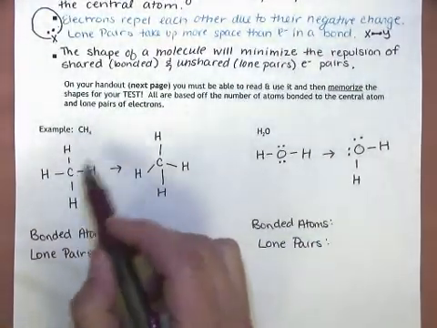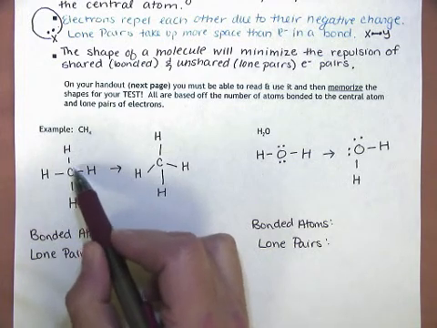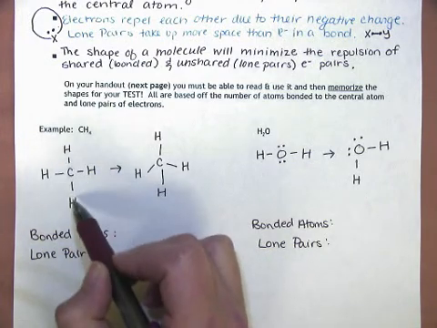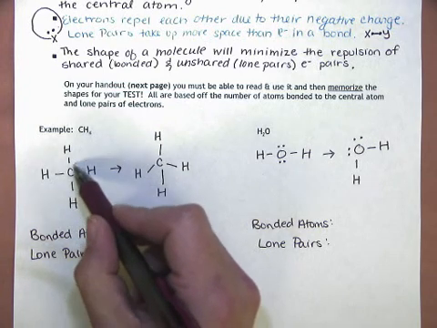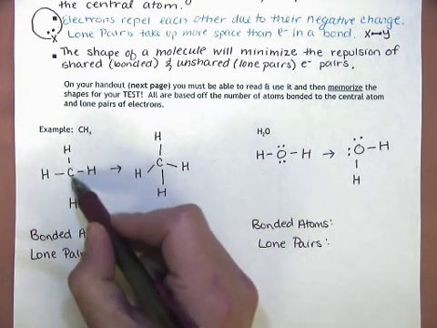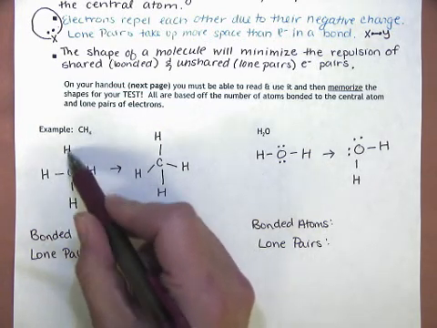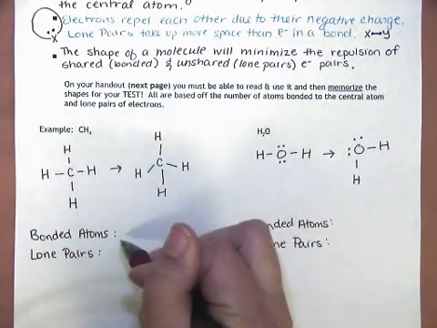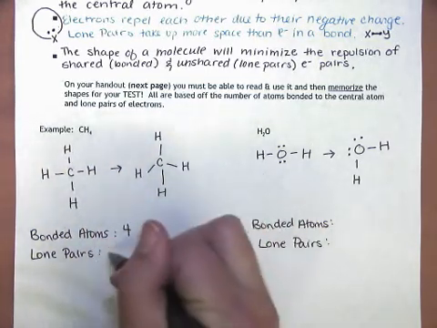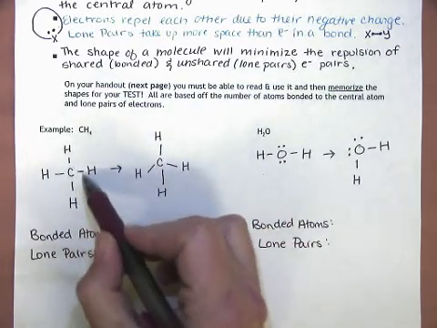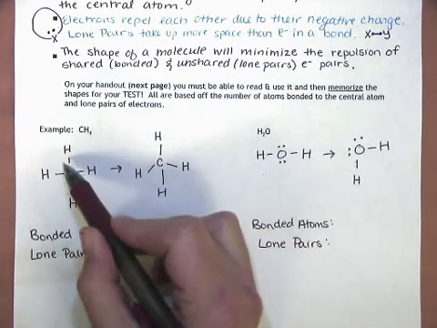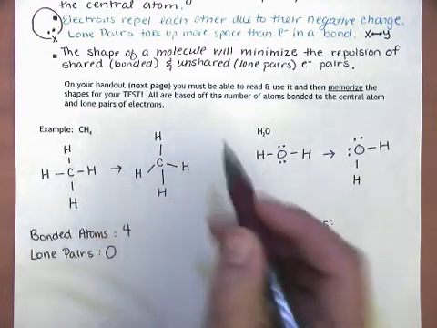Here I have CH4, which we would classically draw with the carbon in the middle and the four hydrogens coming out on either side. If I look here, I don't have any lone pairs on my central atom, but on my central atom of carbon I have four bonded atoms. So my number of bonded atoms is 4. My number of lone pairs is 0. Remember that this is in 3D space, so 360 degrees around in all directions.